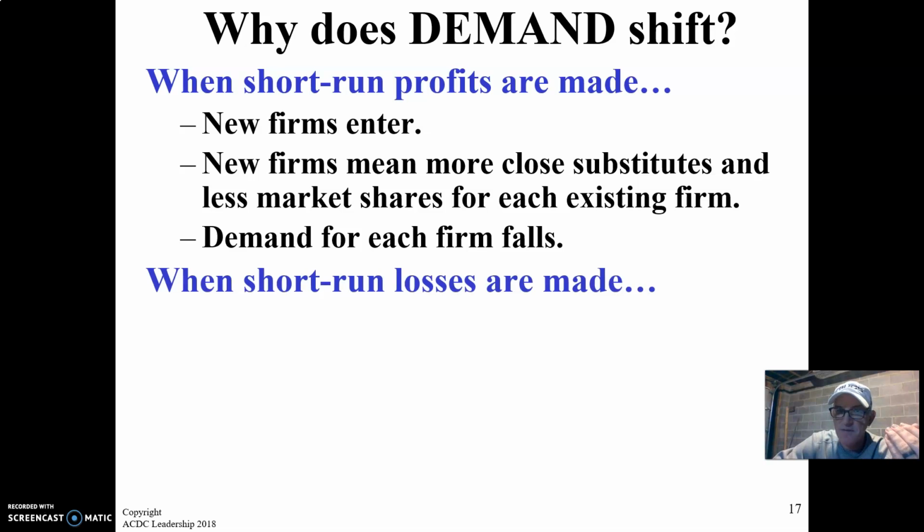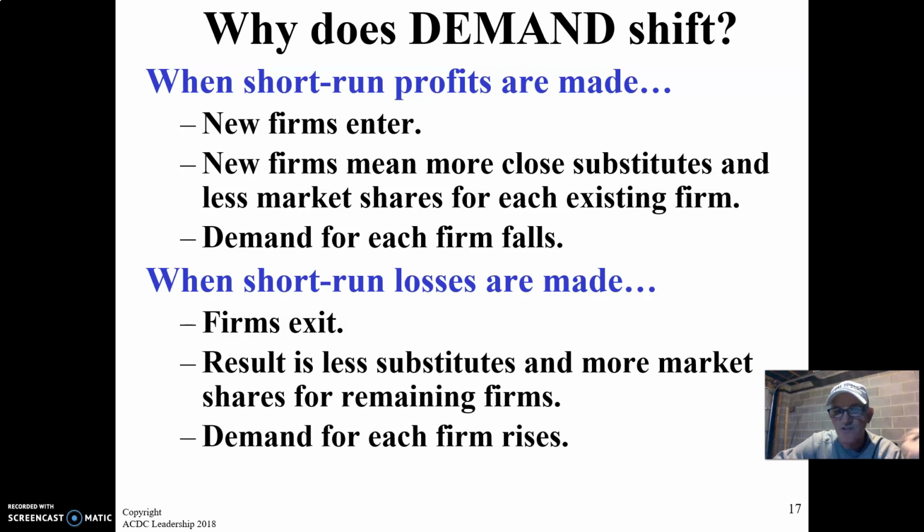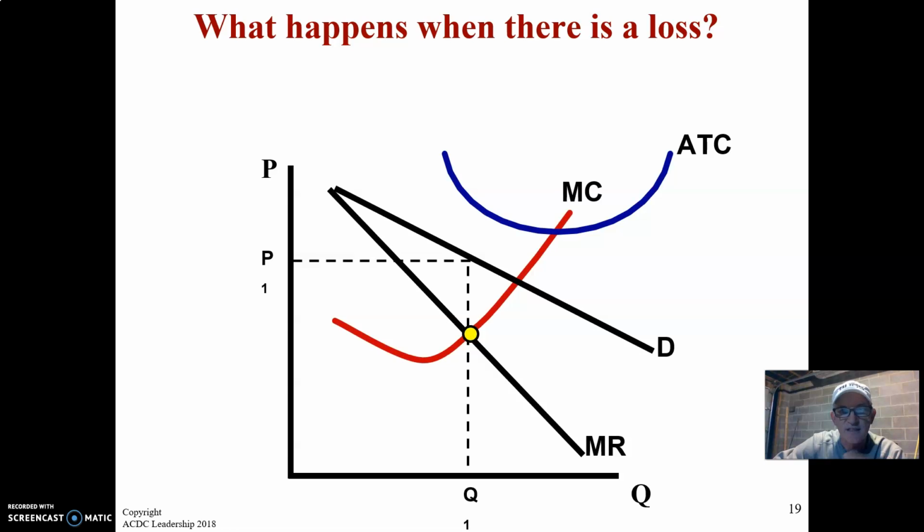Now, the opposite happens if short run losses are made, right? If I'm losing money, nobody likes that particular cereal, people are going to bail. They're going to go back to making their regular Frosted Flakes, and people are going to shift back to me. So demand now for my product will go back to where it was. Okay, so let's take a look at what that looks like on a graph.